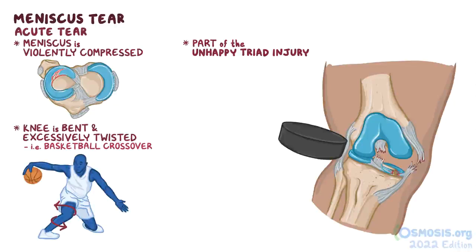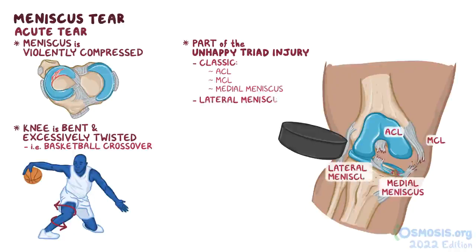Now, regarding which of the menisci, it's worth mentioning that even though the classic unhappy triad consists of the ACL, MCL, and medial meniscus tears, the lateral meniscus is more commonly injured than the medial. This is because when the knee is affected by a blow from the lateral side, the lateral meniscus gets compressed between the tibia and the femur, leading to injury.